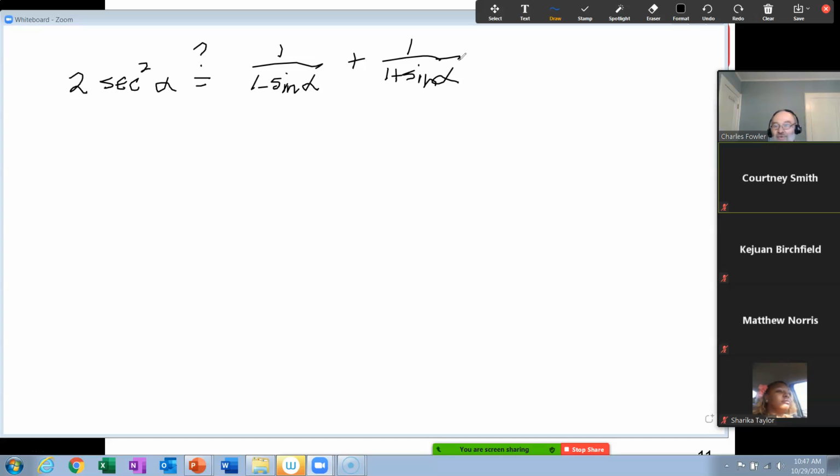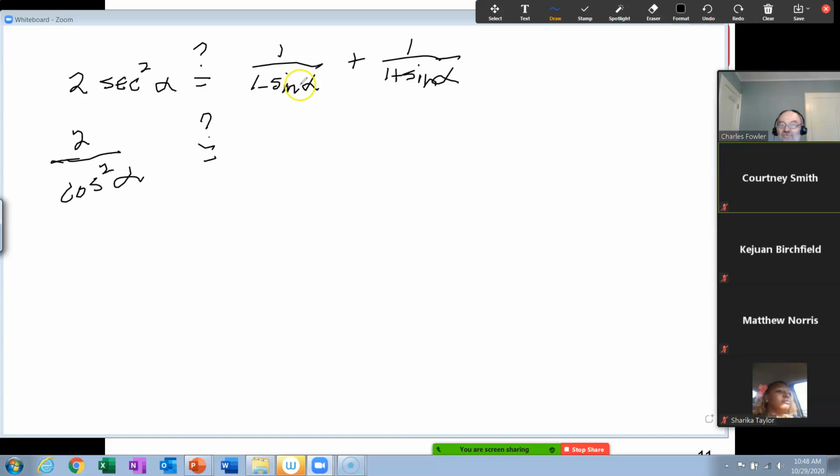Now, it's kind of hard to decide which is the harder side. Sure, the right-hand side looks a little more complicated. But you know what? I want to mess with this side too. I like to get things in terms of sines and cosines if I can. So this will be 2 over cosine squared alpha, because secant squared is 1 over cosine squared. I'm sorry, I said theta, it was alpha. Is that the same as the right-hand side? Well, it's not very obvious.